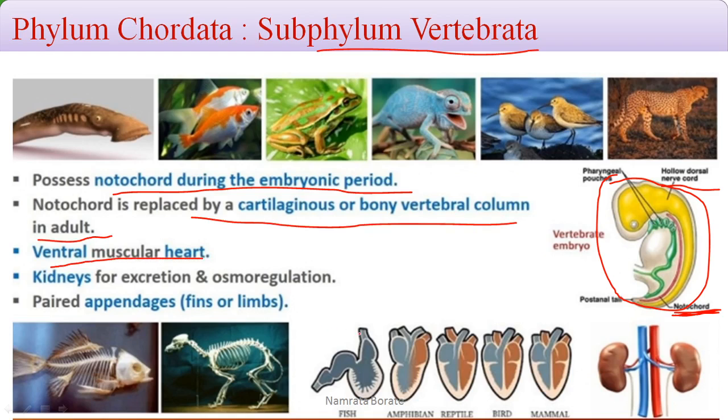A ventral muscular heart is present. Kidneys for excretion and osmoregulation are present in vertebrates, and there are paired appendages, that is paired fins, and limbs, that is forelimbs and hind limbs.